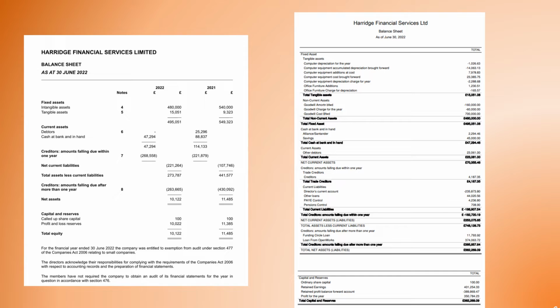In this example, we've taken the accounts from CCH and selected the balance sheet and compared it to the balance sheet prepared in QuickBooks. The first thing to make sure we get right is that we're comparing the correct dates, in this case 30th of June 2022.